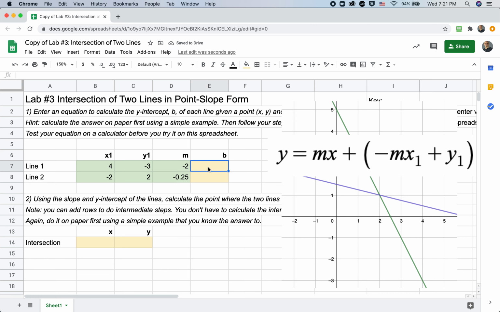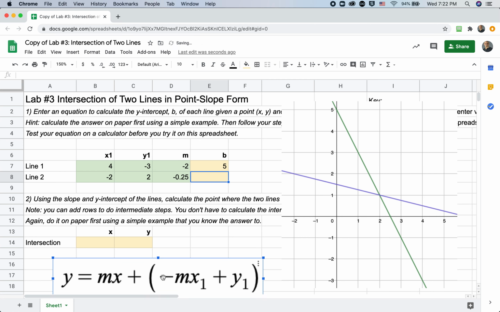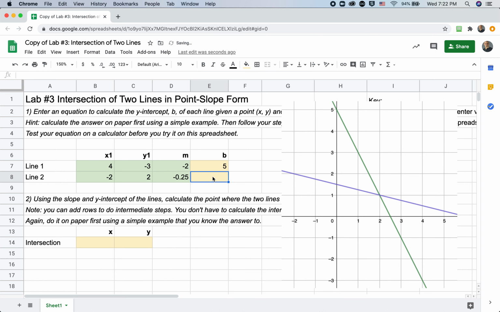So we just need to take the opposite of whatever is here in the slope cell, times the x sub 1, and add it to the y sub 1. That's the y-intercept. And it does make sense because the y-intercept is 5 on the green line. We can see that we're right. Once again, when you're doing a spreadsheet, it helps to be able to check your work by having an example that you do know the answer for first.